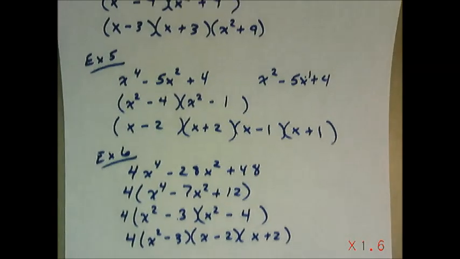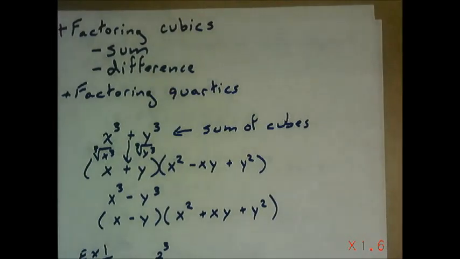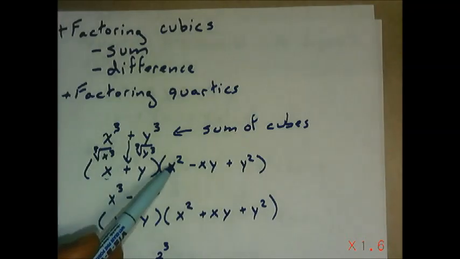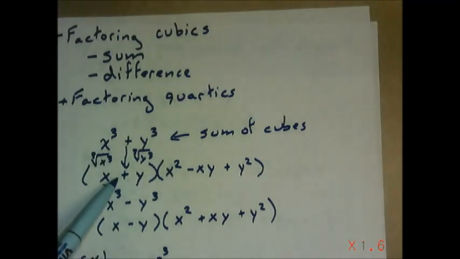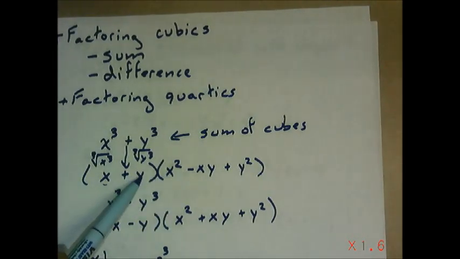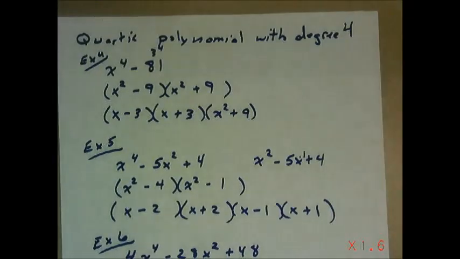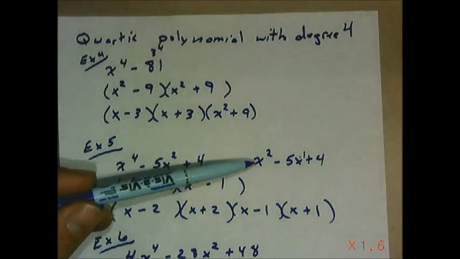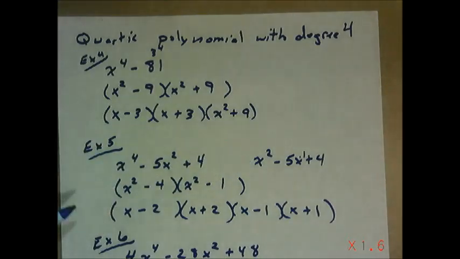So to recap, we looked at the factoring of cubes, the sum and difference. We took the cube root of each of the terms, multiplied the first one to itself, multiplied together and changed the sign, and multiplied the last one to itself. And we also did quartics, which are going to factor very similar to our quadratics. And that is factoring cubics and quartics.